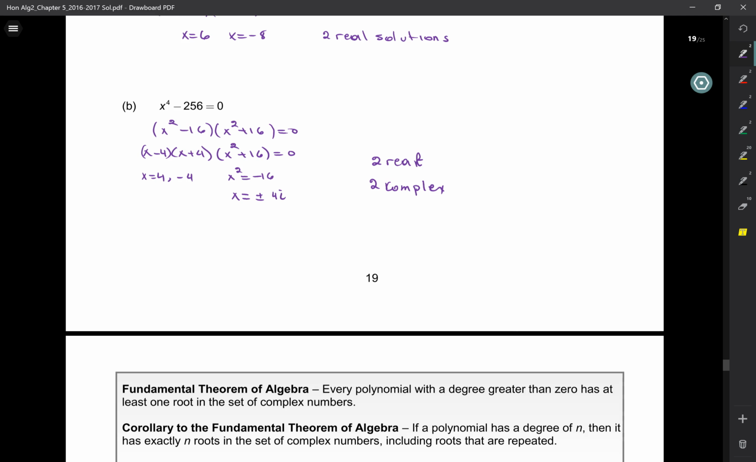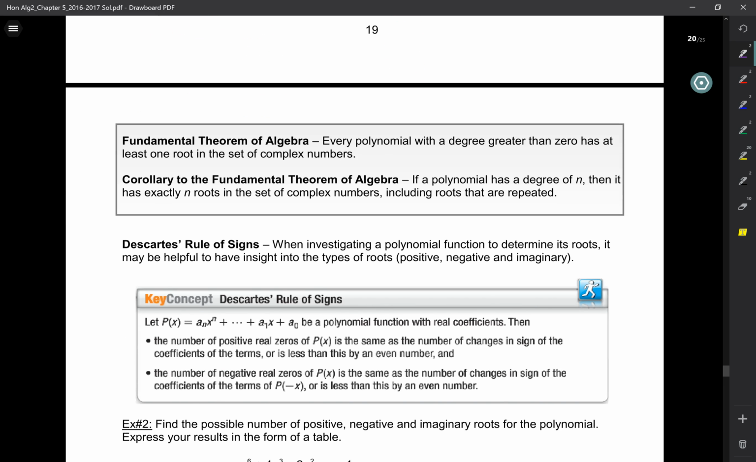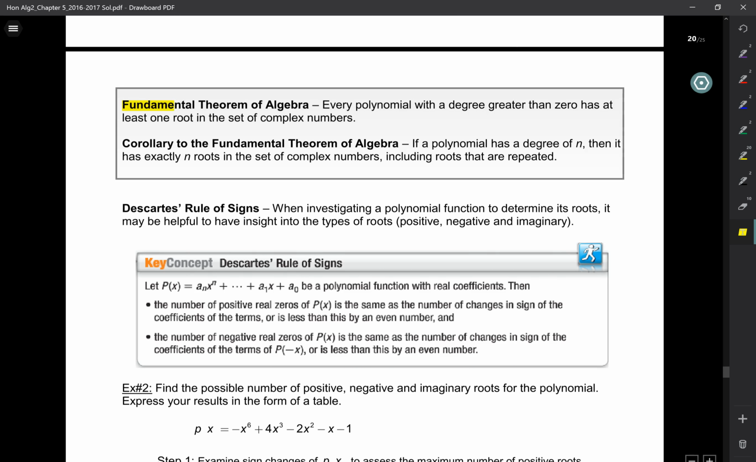All right. Now, let's talk about the fundamental theorem of algebra. Well, this says that every polynomial that has a degree greater than 0 has at least one root in the set of the complex numbers. All right? So every single polynomial that has a degree greater than 0 has to have at least 1 zero. And those zeros are either real or imaginary or complex.